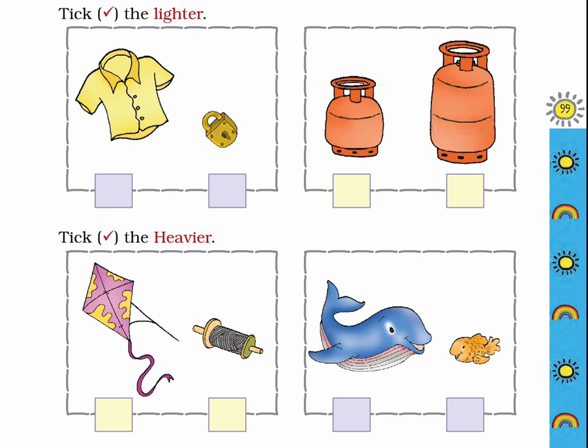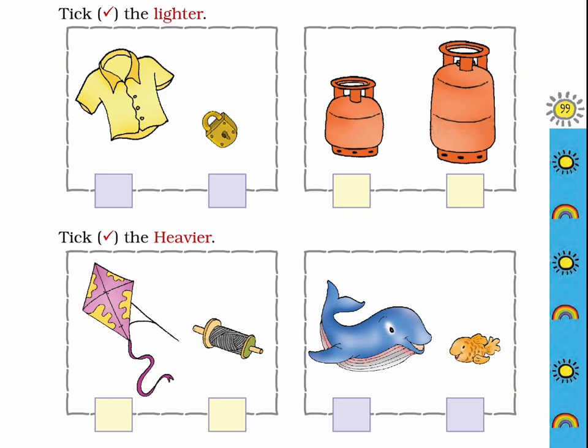Part 2 picture 1 shows a shirt and a lock. You have to tell which one is lighter, the shirt or the lock. Picture 2 shows 2 LPG cylinders. Cylinder 1 is smaller than cylinder 2. You have to tell which cylinder is lighter.